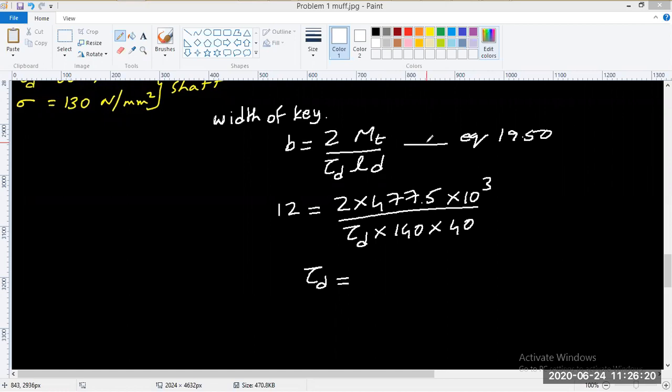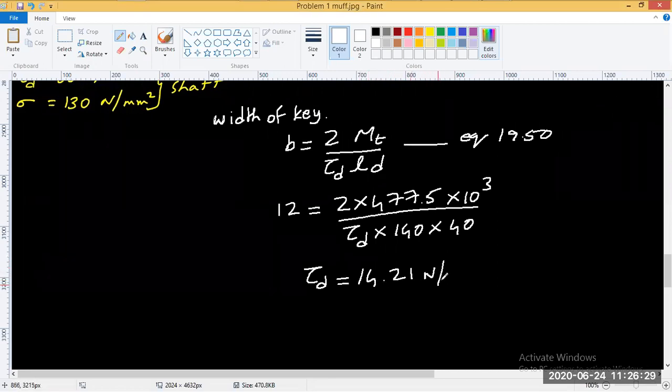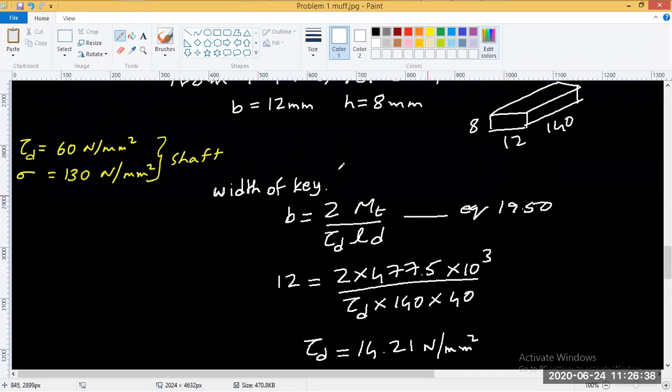So what I've got from the calculation is 14.21 newtons per mm square. So this value of tau d, we check here, it is less than that 60 which we have. So this is less than 60 Newton per mm square. Therefore, according to this width of the key, which is telling us the shearing stress, it is safe.